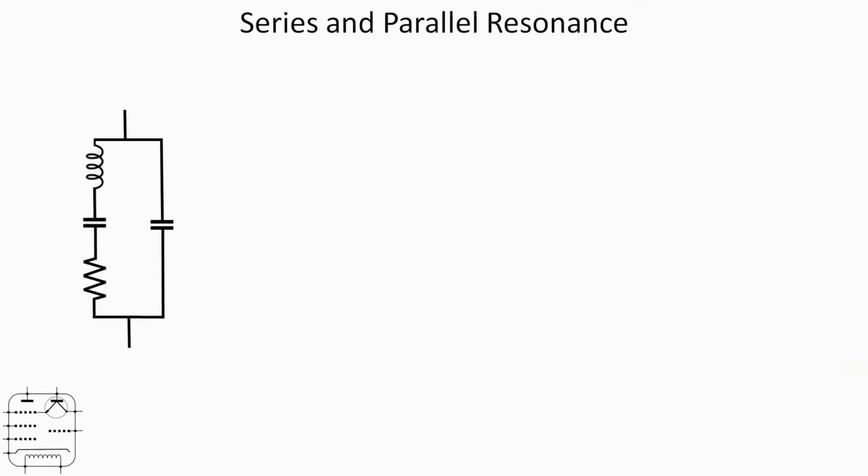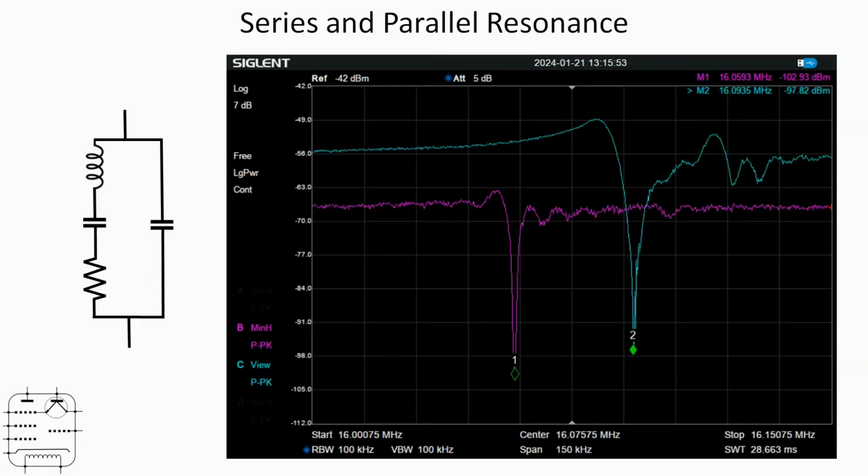So recall I said that's the equivalent circuit of a crystal. If we take a crystal and a small value capacitor, in the case of this plot here I've got a 15 picofarad capacitor, and for the purple trace, I've put the 15 picofarad capacitor in series with the crystal, and you can see the resonant point there, which is marker 1. Very specific point where the crystal comes into resonance in series with that capacitor.